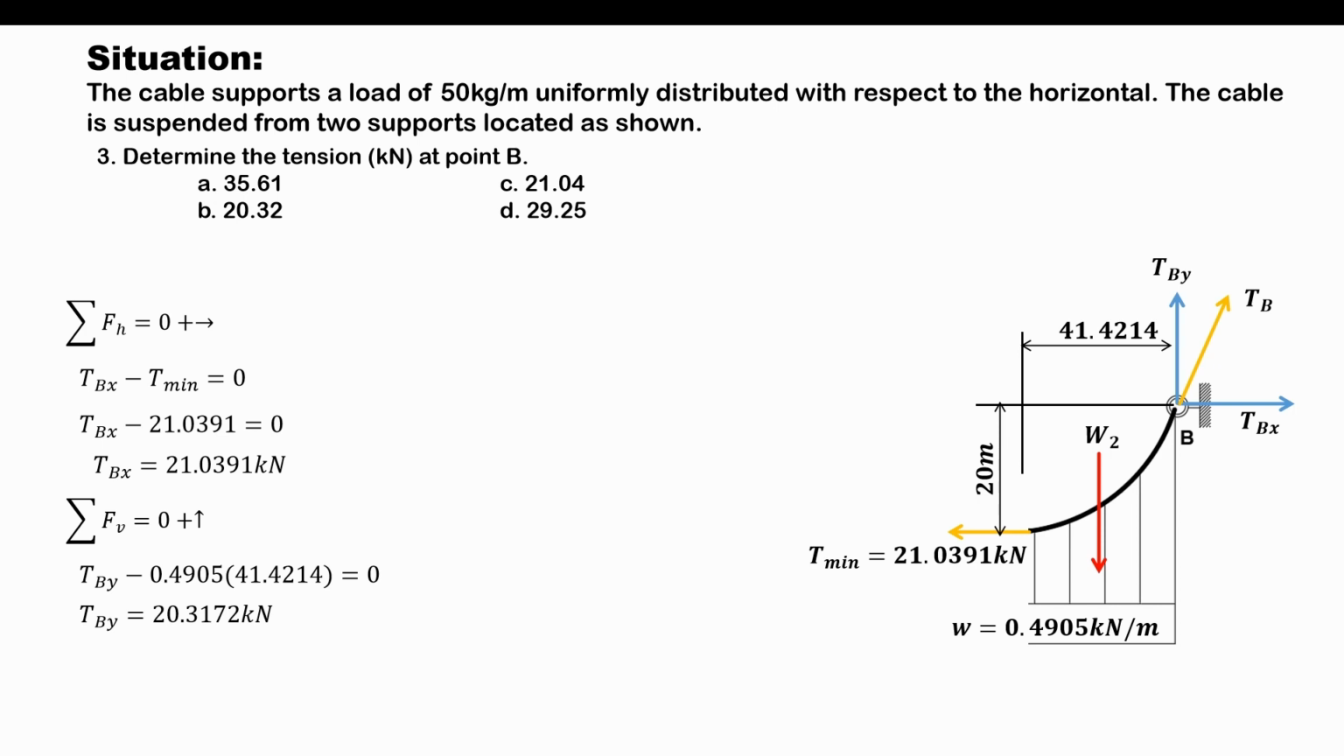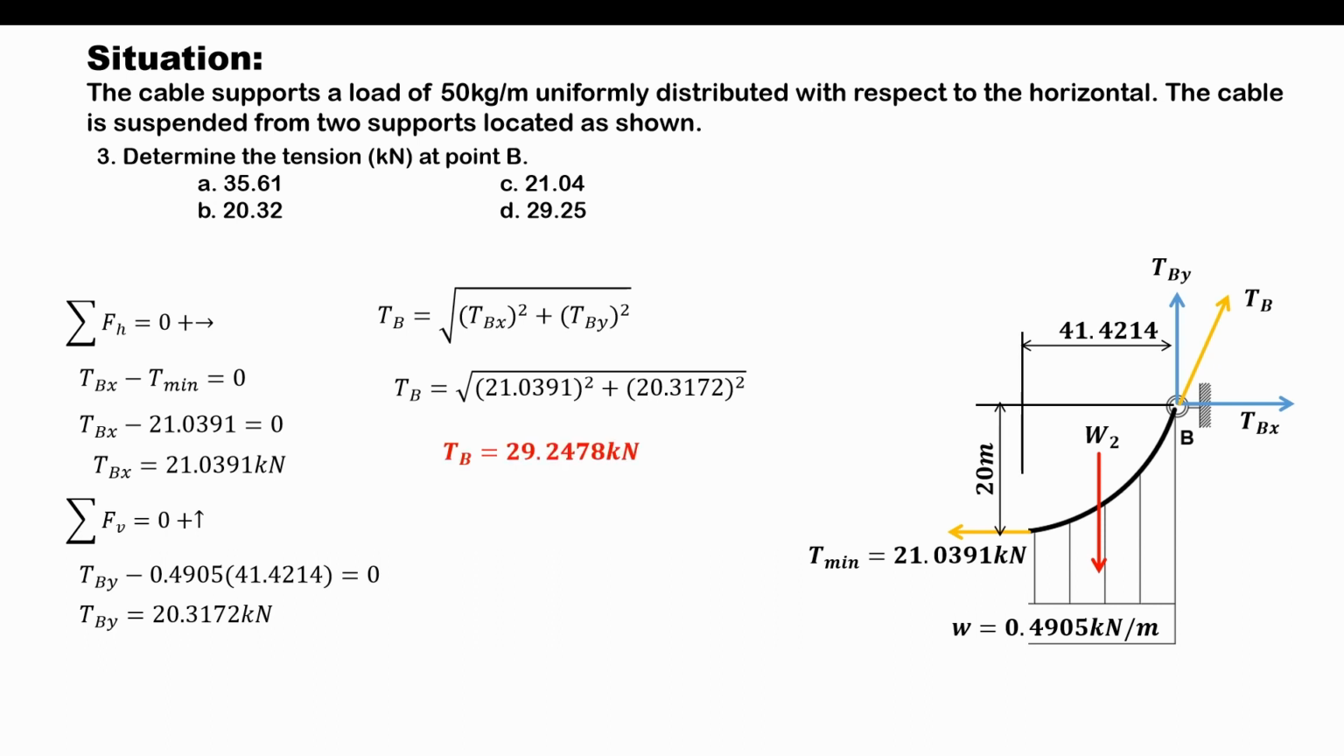As what we've done on computing for the maximum tension, since we've already computed the components of the tension at B, basically the resultant tension at B will be computed, which is equal to the square root of the sum of the squares of each components. So substituting the values of the components, we will basically yield with the value of the tension at B to be 29.2478 kilonewton. And as you can see from the choices, our answer would be letter D.